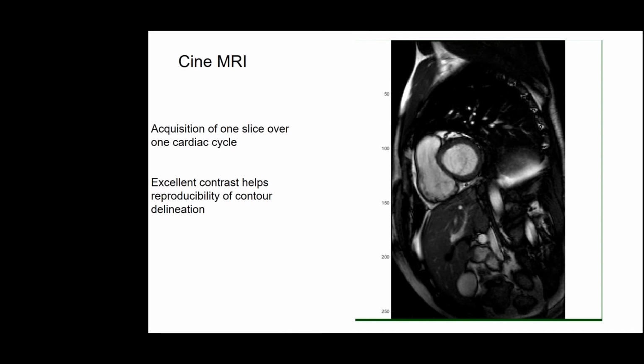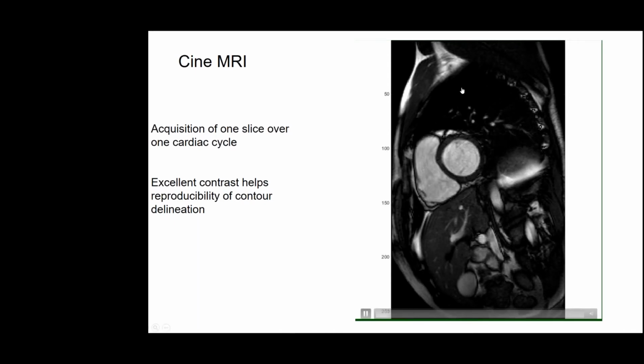So we acquire this one slice over one cardiac cycle. During this time, which takes a number of seconds, the patient has to hold their breath. So you will see that in the lung here you don't have breathing motion as we had in the angiographies early on, right? Because the contrast is good, the reproducibility of the contour delineation is also good. And cine MRI is usually considered the gold standard when calculating things like the volume of the cavity or the ejection fraction, which is a ratio between the volumes of the cavity.